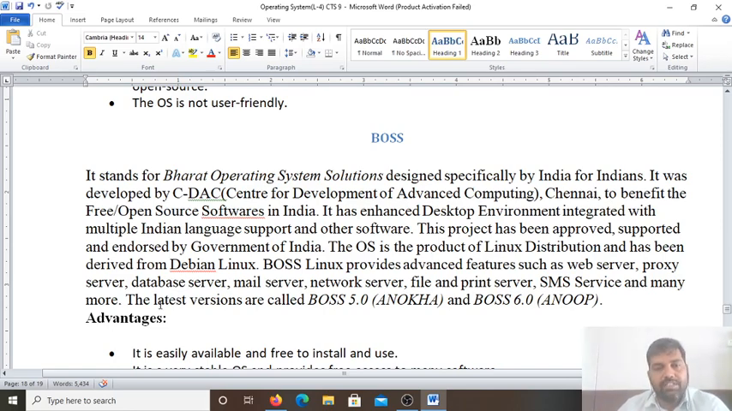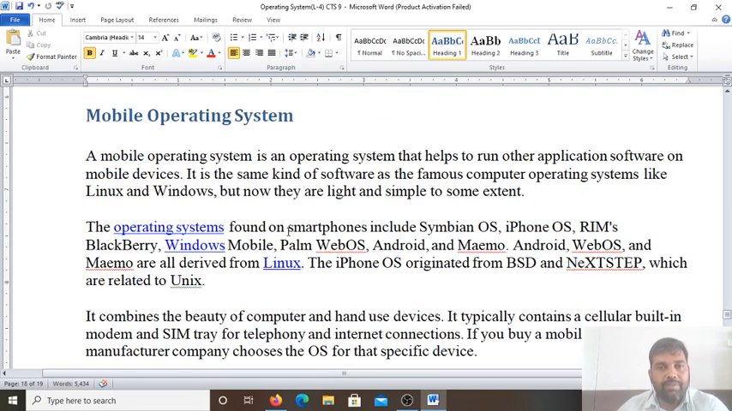Next is the mobile operating system. A mobile operating system is the operating system that helps to run other application software on mobile devices. It's the same kind of software as computer operating systems like Linux and Windows, but a mobile operating system is system software which is compatible with mobiles only. The operating systems found on smartphones include Symbian, iPhone OS, RIM's BlackBerry, Windows Mobile, Palm WebOS, Android, and Bada. All these are mobile operating systems.